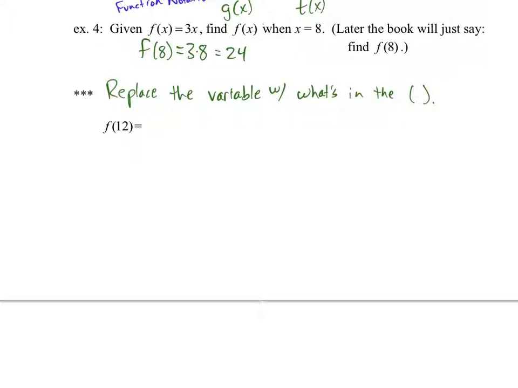So the book starts out giving you problems written like this, and then later on they're just going to say, find f of 8 this way. So they don't say find f of x when x equals 8. They just say find f of 8, and it automatically starts with your 8 right there in the parentheses. So, all right, if we go with the same equation, f of x equals 3x, f of 12 is going to equal what? 36. So the answer then is going to be 36.